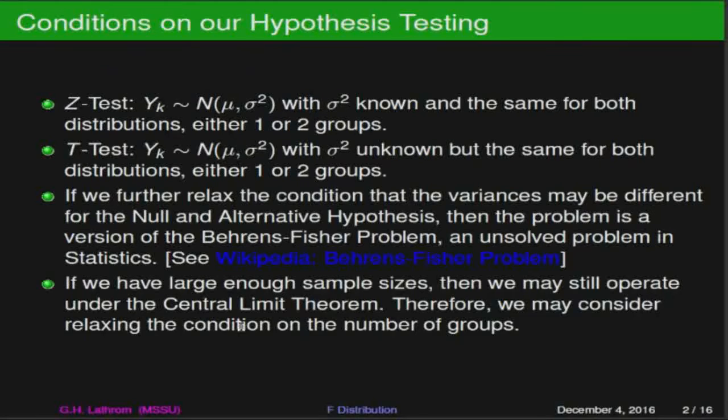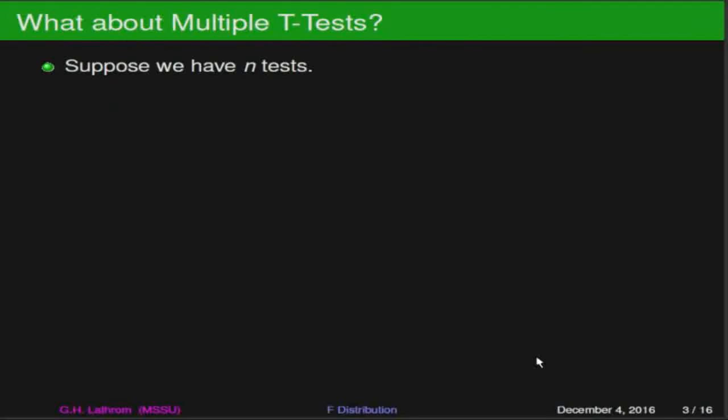And then finally, if we have large enough sample sizes, so we're still assuming that we can use the central limit theorem, and really for all of the data that we will actually generate, they will be from normal distributions, then we may want to consider relaxing the condition on the number of groups that we have. So maybe we don't just have two groups, maybe we have 3, 4, 5, however many. And so we might be able to look at this and say, well, couldn't we just do multiple t-tests? And so let's explore that possibility for just a second.